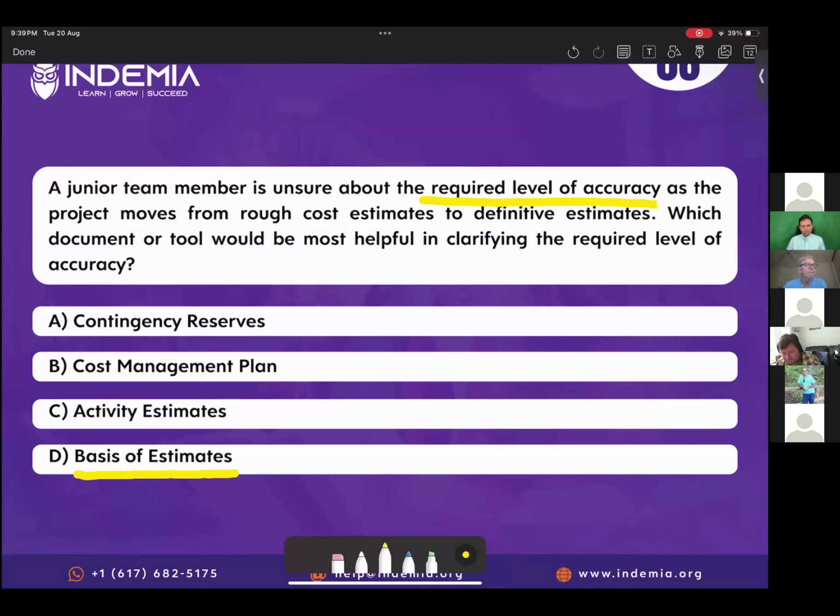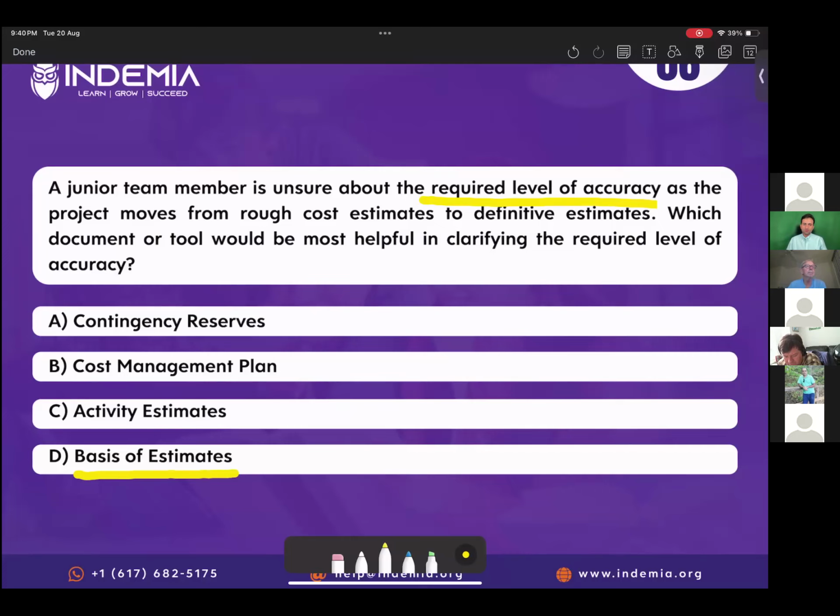All right, thank you. Robin, you have chosen option C. I was debating between C and D. I probably know more about activity estimates, so that's why I chose C as more helpful in getting to a better level of accuracy. All right, thank you, everybody. Now let's read the question.